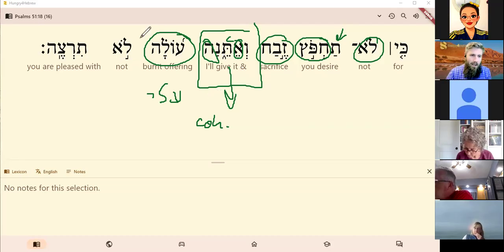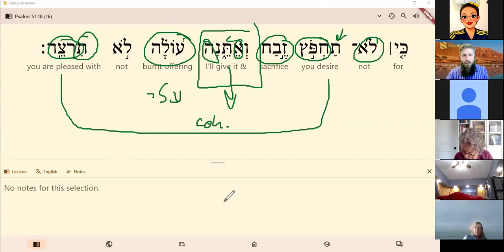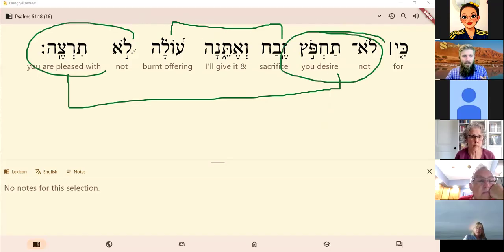So olah lo tirtse, an ascending offering, you will not. And then resh-tzadi with a missing yod has to do with desiring as well. So that's going to be in parallel with tachpots. And then olah would be in parallel with zevach, sacrifice. And then it seems like the lo and the lo. Well, no, because that's like lo tachpots, lo tirtzeh. Those are parallel. Okay, cool.